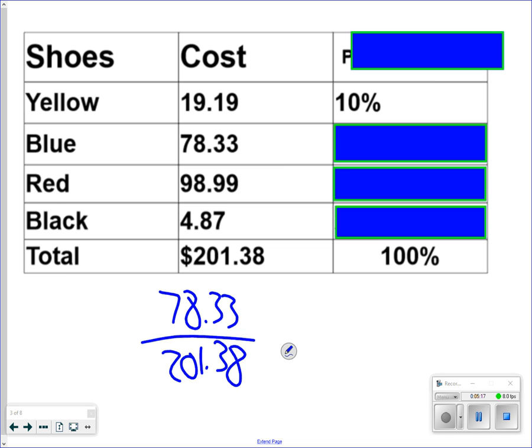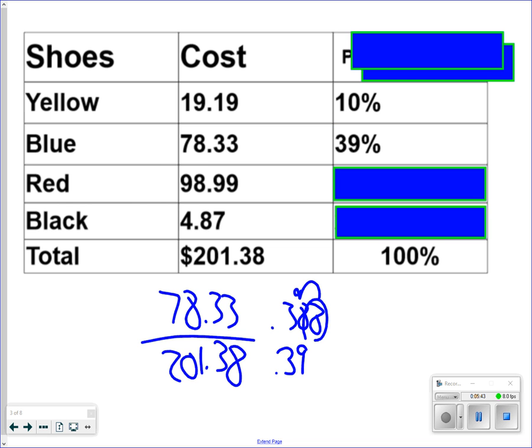78.33. Remember, you're taking the numerator. You're going to divide that by the denominator, 201.38, and you're going to get 0.388. Those are my first three numbers after the decimal. This 8 right here is going to cause this 8 to round up to a 9. So you're going to get 0.39. So that means my percent for blue should be 39%, and it is 39%.